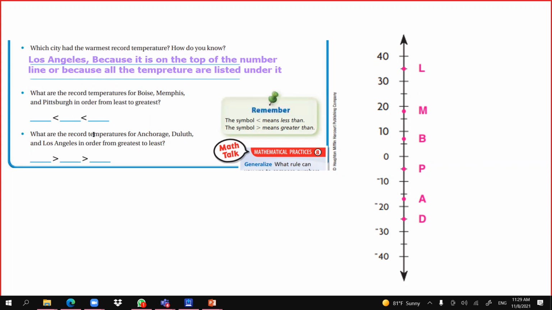Now, what are the record temperatures for Boise, Memphis, and Pittsburgh in order from least to greatest? Boise, Memphis, and Pittsburgh. Yes, please. I want you to order it from least to greatest.